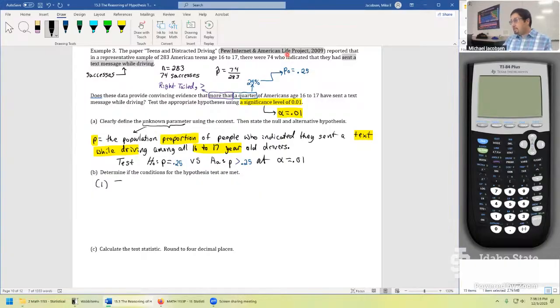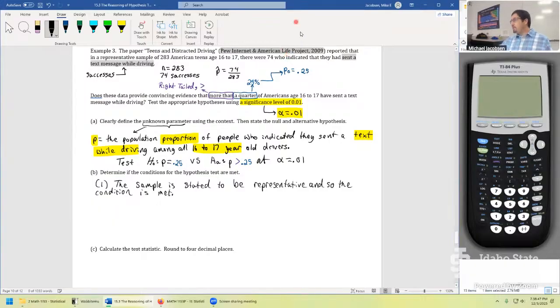So let's say here, the sample is stated to be representative, and so the condition is met.